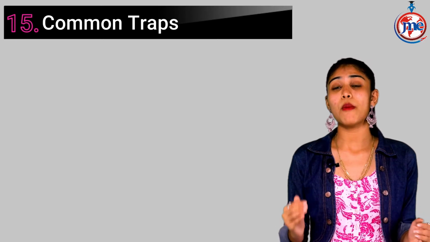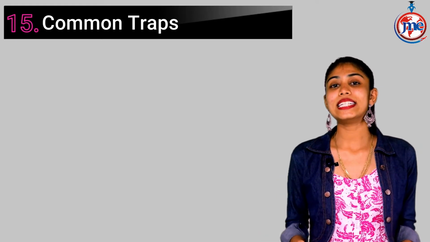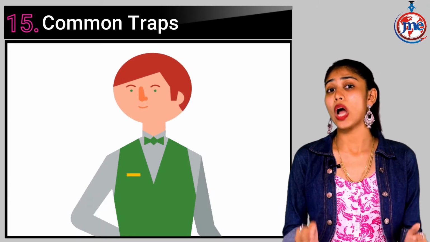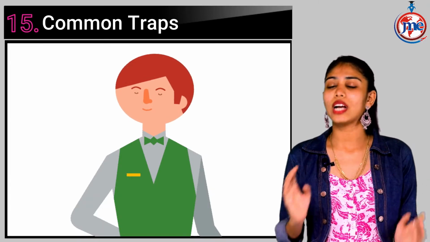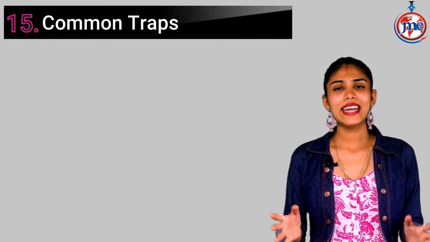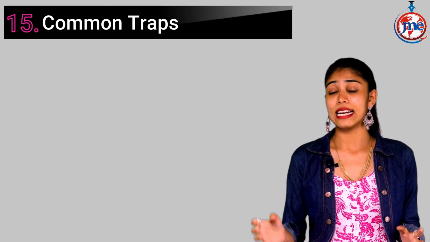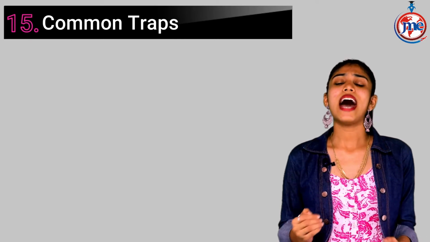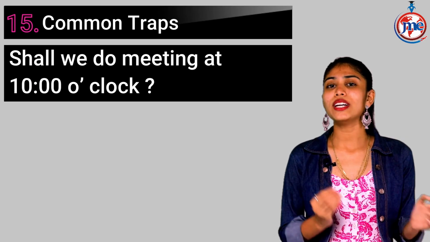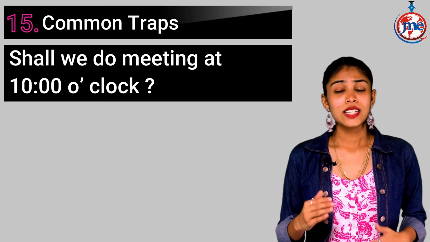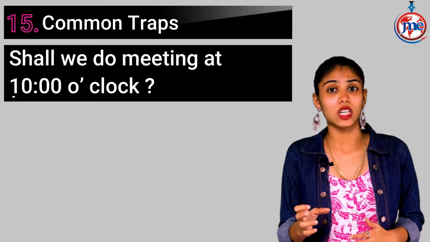Now let's see point number 15, which is about common traps. Students, these are the ways from which the examiner checks your understanding and your vocabulary skills. Now I am going to give an example so that you can easily understand. So students, if the question is like, shall we do meeting at 10 o'clock? Yes, definitely. So your answer will be 10 o'clock.